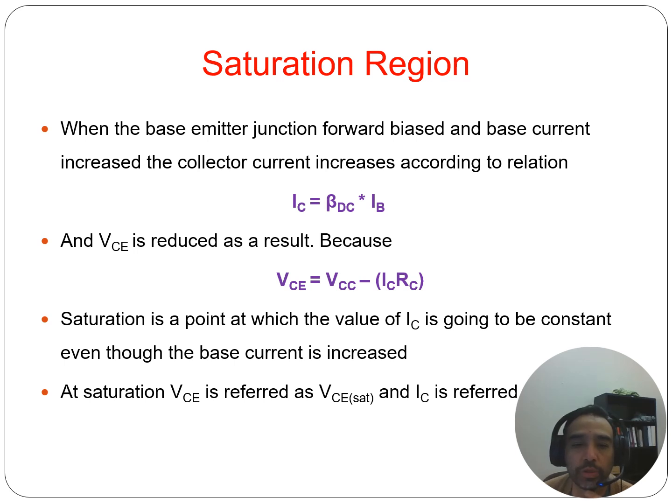Then you get to that saturation point. So that's when the transistor's in saturation. So we say IC, the collector current, stays relatively constant. So even if you increase the base current any more, nothing's going to happen. It's in saturation, right? It can't increase any higher.